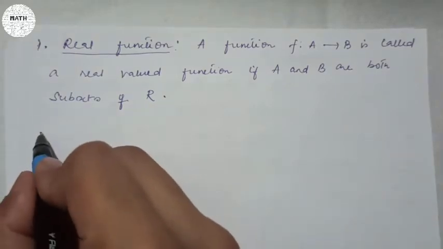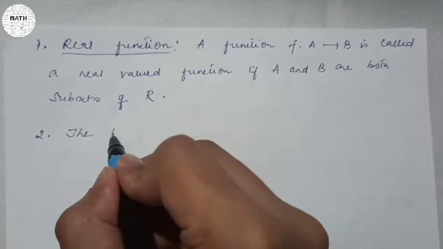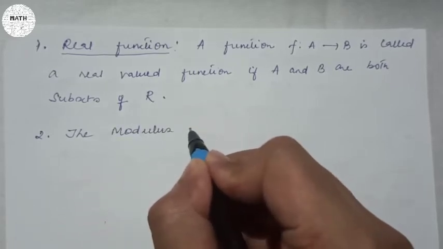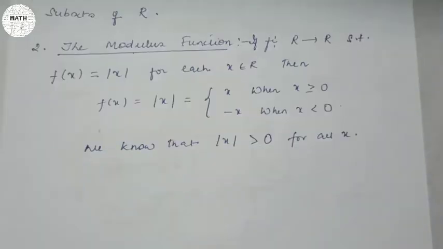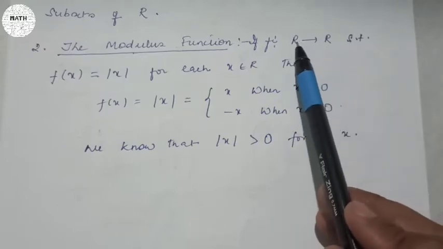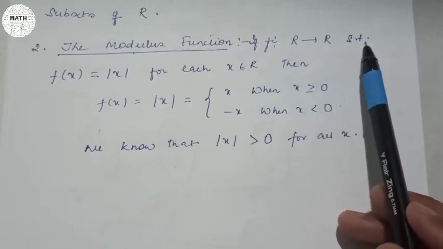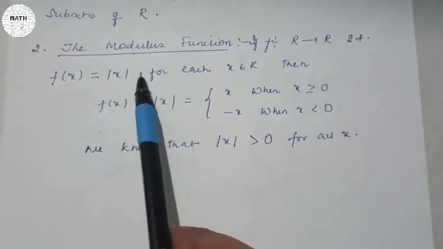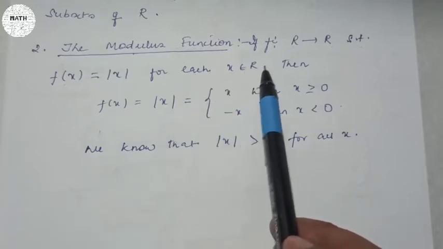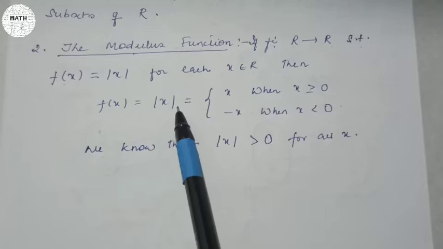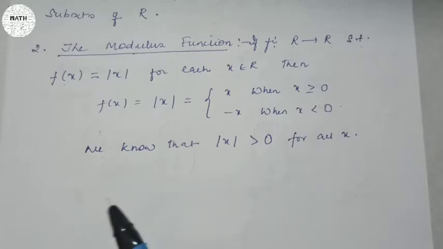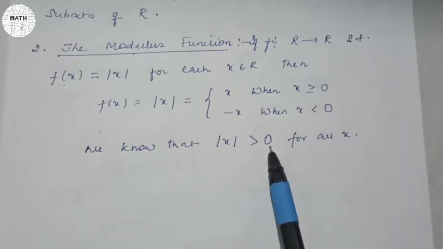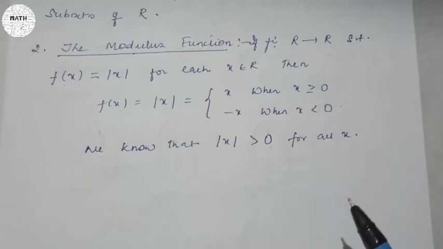The next one is the modulus function. The definition is: if f: R → R, where R to R means both are real numbers, such that f(x) = |x| for each x belonging to R, then f(x) = |x| equals x when x is greater than or equal to 0, and −x when x is less than 0. As we know, modulus is always greater than or equal to 0 for all x. So that's your definition for the modulus function.